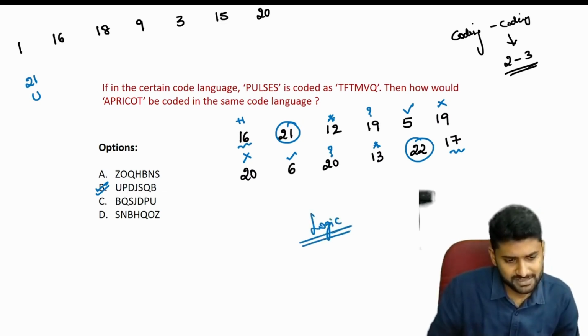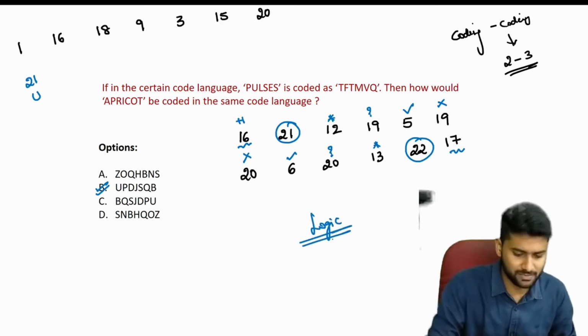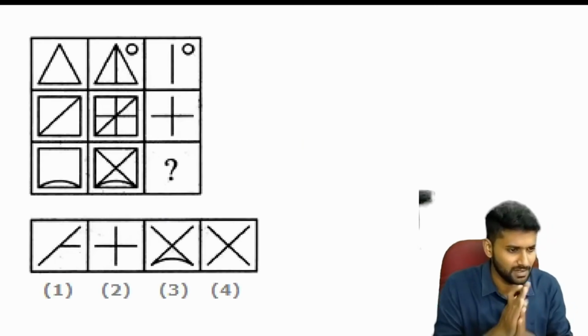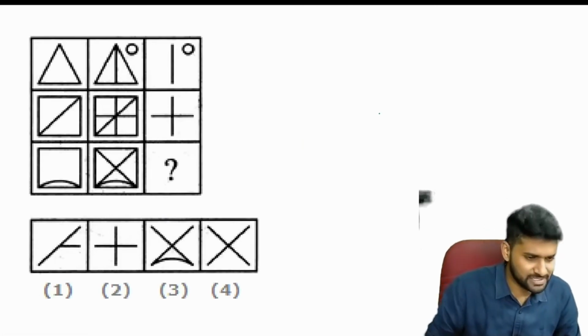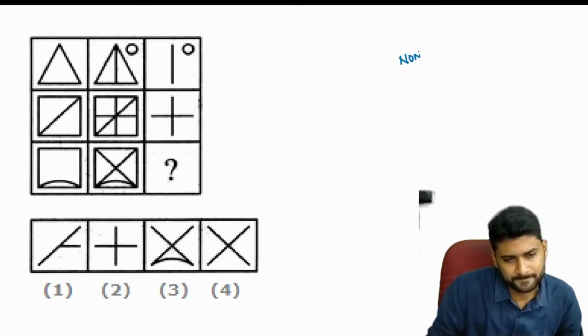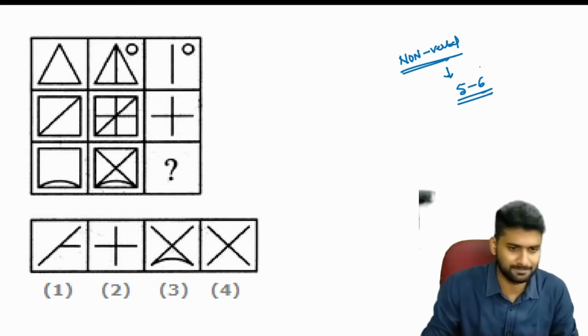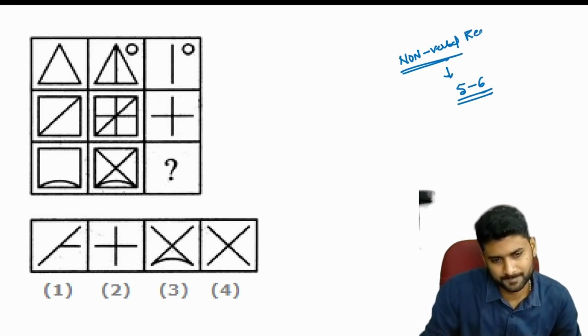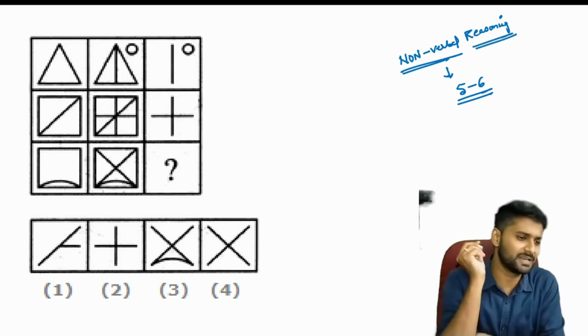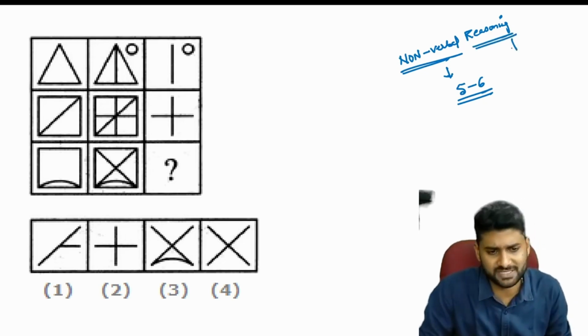So here just learn the logic. See how they are coded. That's the most important part. You just tell me in this picture, non-verbal. In non-verbal reasoning, minimum you can expect 5 to 6 questions. Non-verbal reasoning means it comes under all the pictures, diagrams.